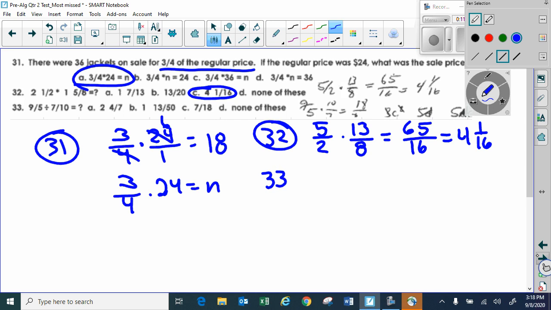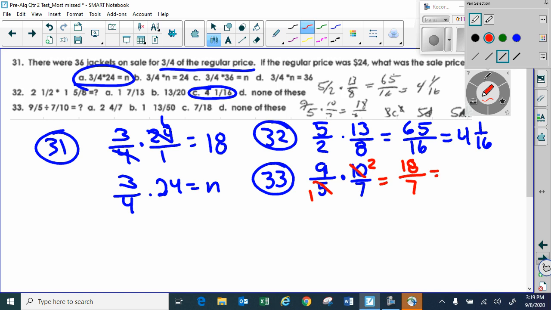33. 9/5 divided by, don't forget division means multiplication by the reciprocal. So 7/10 becomes 10/7. And now we do have cross canceling. 5 goes into 5 once, 5 into 10 twice. We get 18, multiplying across now, over 7. Is 18/7 there? No, it's not. Again, they change it, sorry, to mixed numbers. That's going to be 2 and 4/7 as a mixed number.